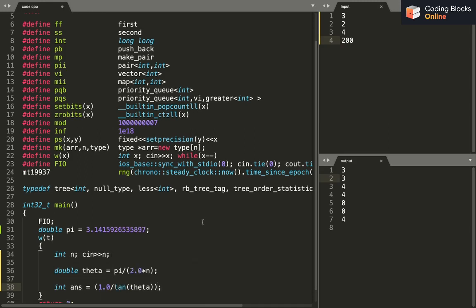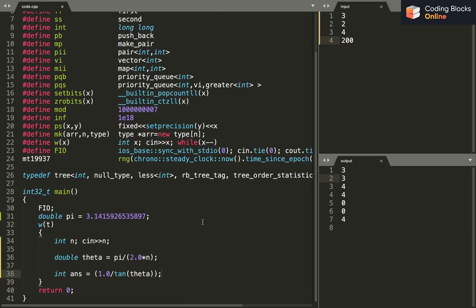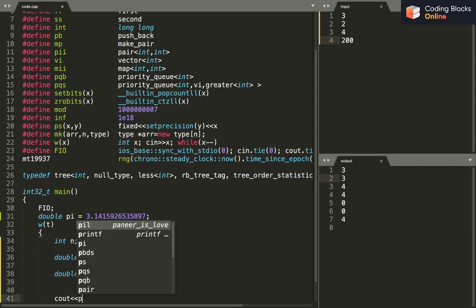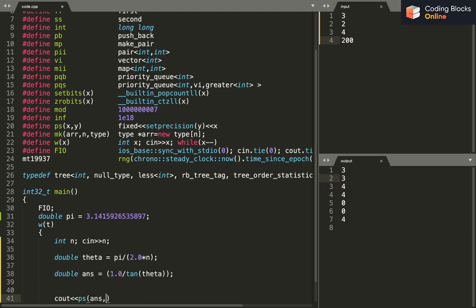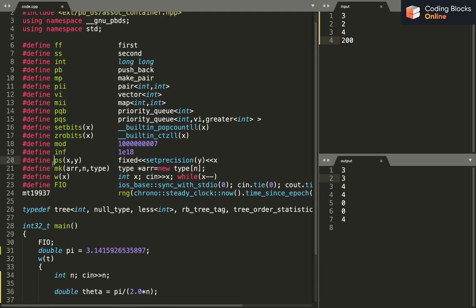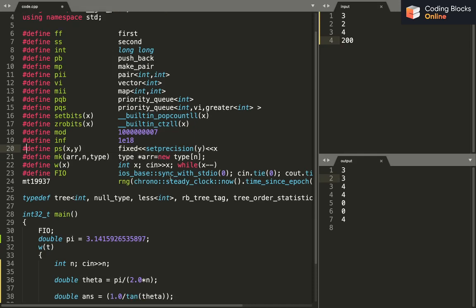Tan is actually an inbuilt function. I'm hoping that it must be existing. Okay, one more mistake. It's not int, it's double. That's my answer. So I just say cout setprecision answer comma 6. This ps is defined above, which basically sets the precision of a double value to y. Fixed setprecision y x. That's how we write it. I just defined it to save some time.